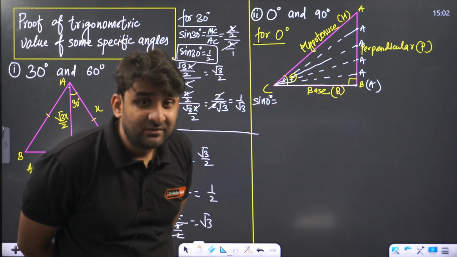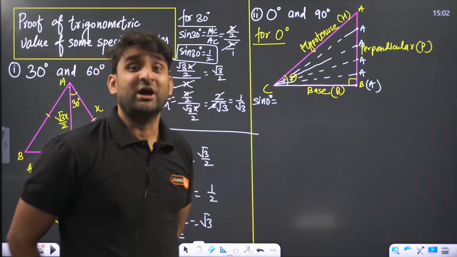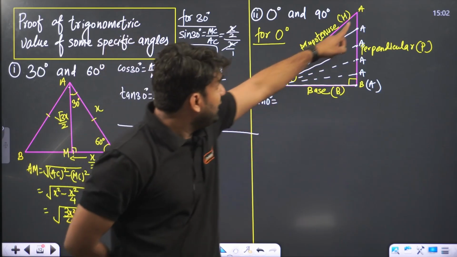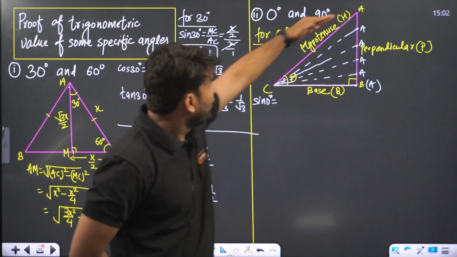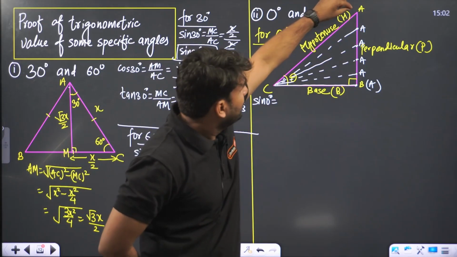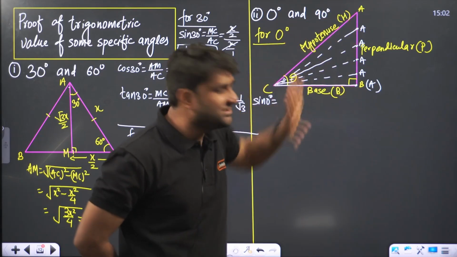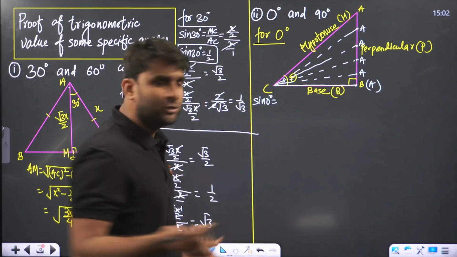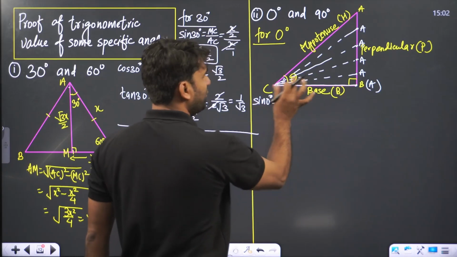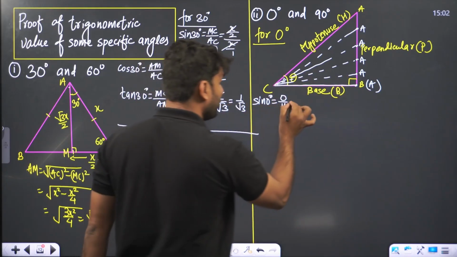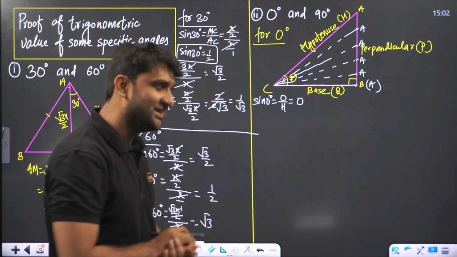What is sine? Sine is perpendicular by hypotenuse. But my dear champion, perpendicular has become 0. Yes, because we have declined the hypotenuse. This point A was sliding down. So the existence of perpendicular has vanished. So perpendicular is 0. And hypotenuse is something there. I don't know, this length will still be there. So 0 by h will be 0. And that's why sine 0 is equal to 0. Yes.